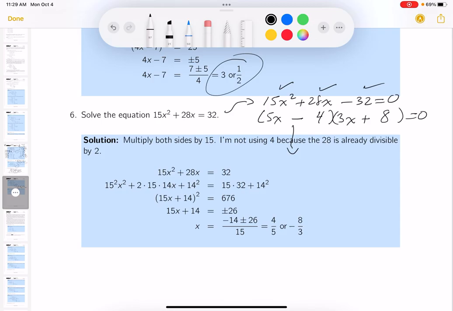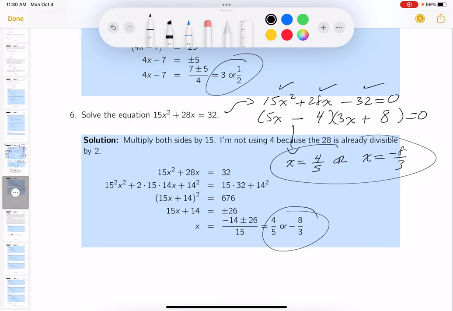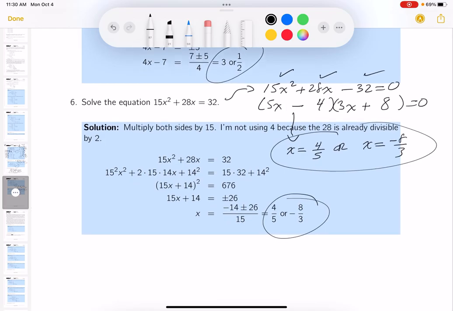When does 5x minus 4 equal 0? When x equals 4 divided by 5. Or when does 3x plus 8 equal 0? When x equals minus 8 thirds. Let's look at the key. We got that over there. How do they do it? Complete the square, as Wells would want you to do it.